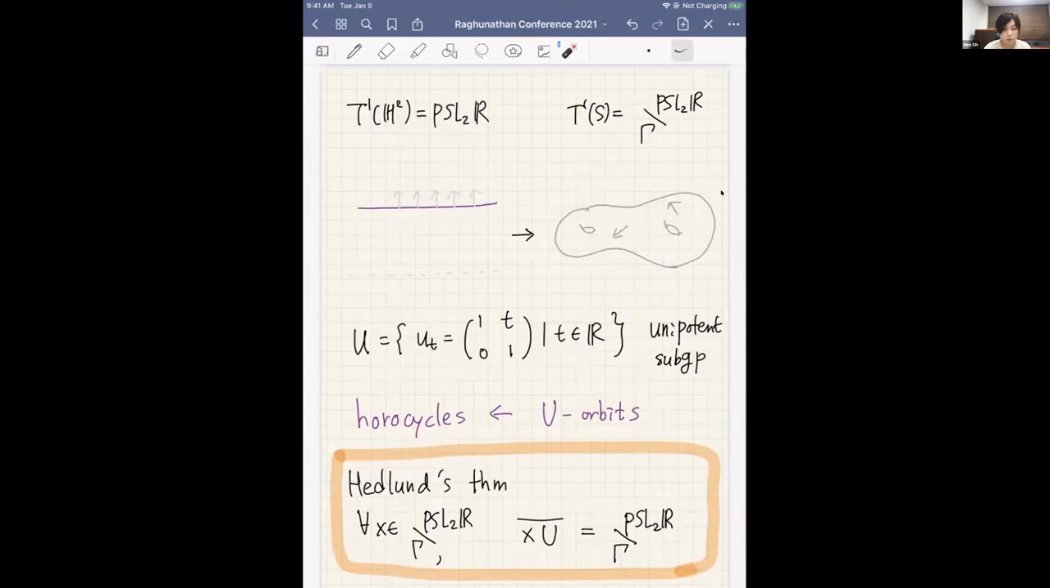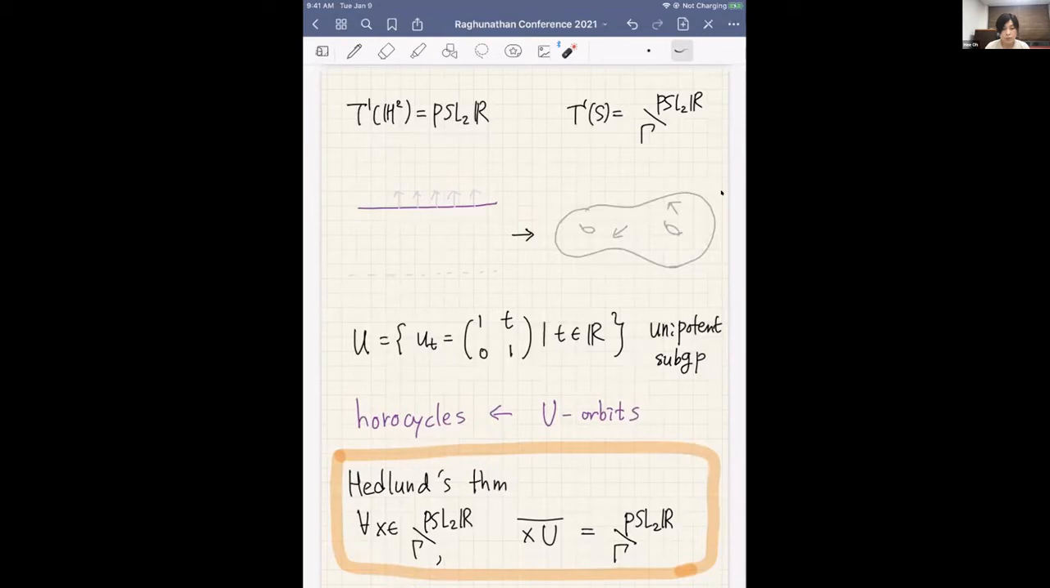So what's the relation between holocycle and this unipotent subgroup? The thing is that every holocycle actually corresponds to a U orbit. So let's go back to this picture. Here I have this one holocycle. If I take any upward normal vector to this holocycle, then since T1 of H2 is PSL2R, this tangent vector here is an element in PSL2R. Now if I look at the U orbit of this tangent vector, it gives all these upward normal vectors based on this holocycle. Therefore, if I understand the closure of U orbits on the unit tangent bundle, this will give us a description of the closures of holocycles on the hyperbolic surface.